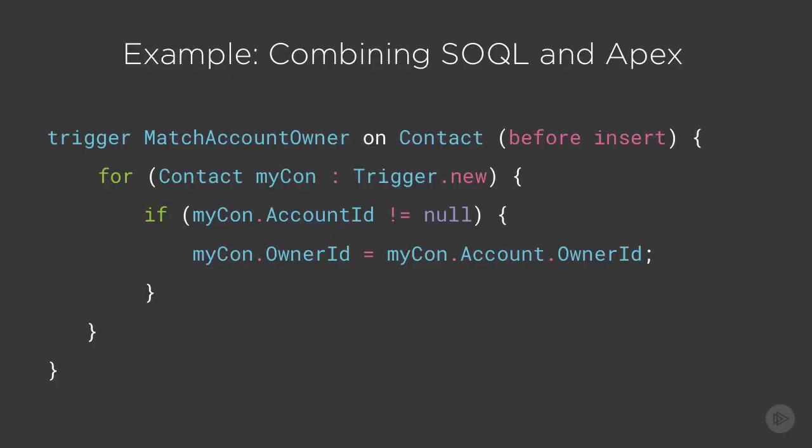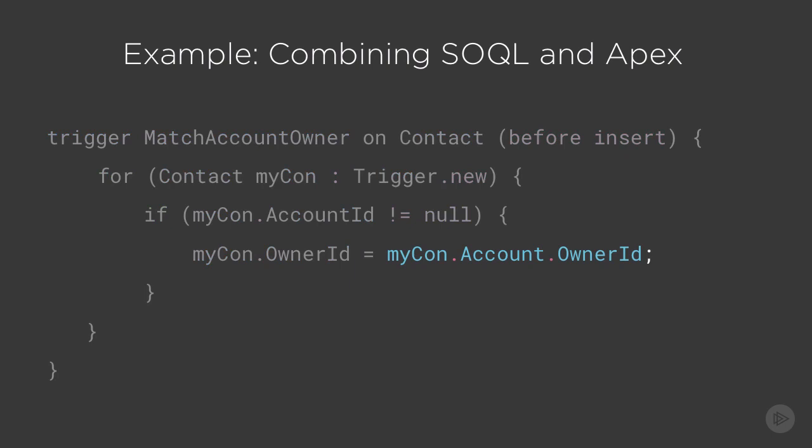One thing's still bugging me. Earlier on, we wrote a trigger that set a contact's owner to the same owner as its account. Here it is. That trigger never worked because it always attempted to set our contact owner to null. But now that we know how to combine SOQL with Apex, I think we can fix this.